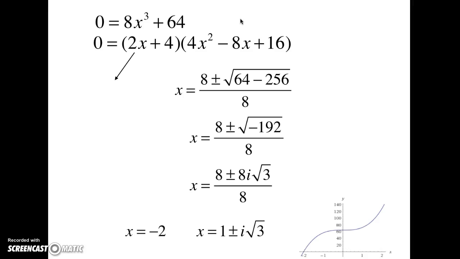If you check out the graph, imaginary answers make sense here because it only crosses the x-axis at x equals -2, which means we're going to have two imaginary answers.